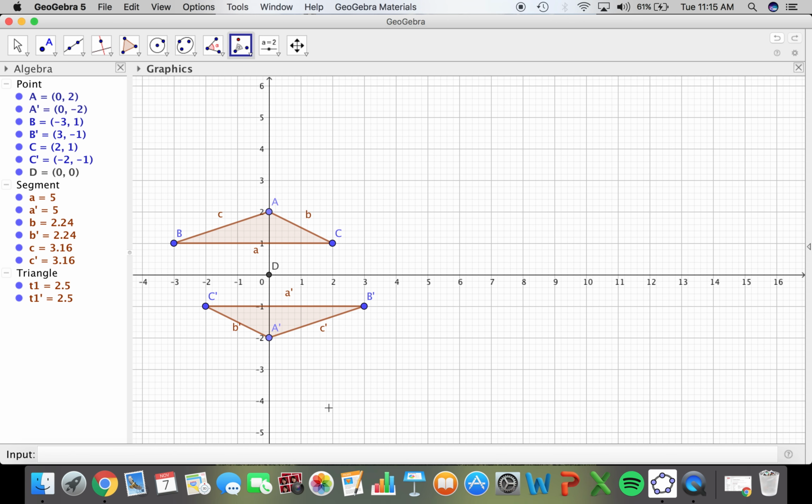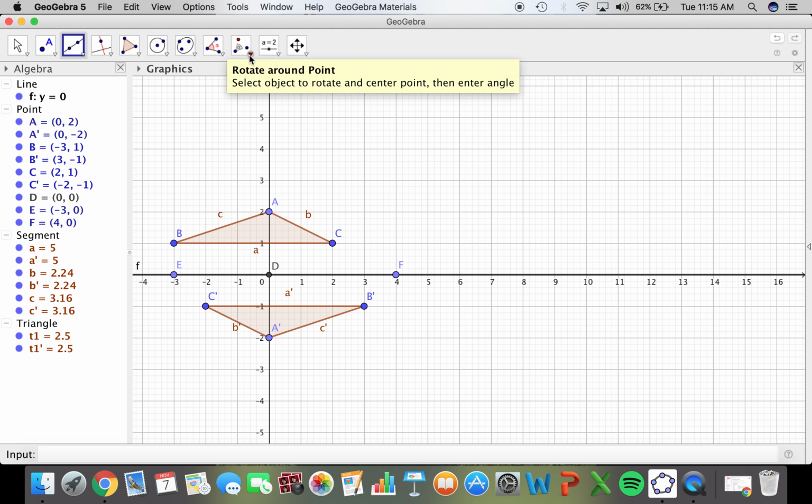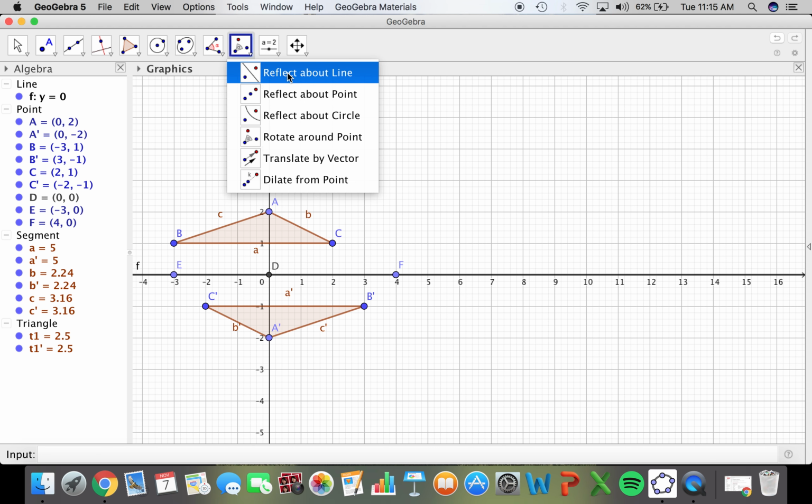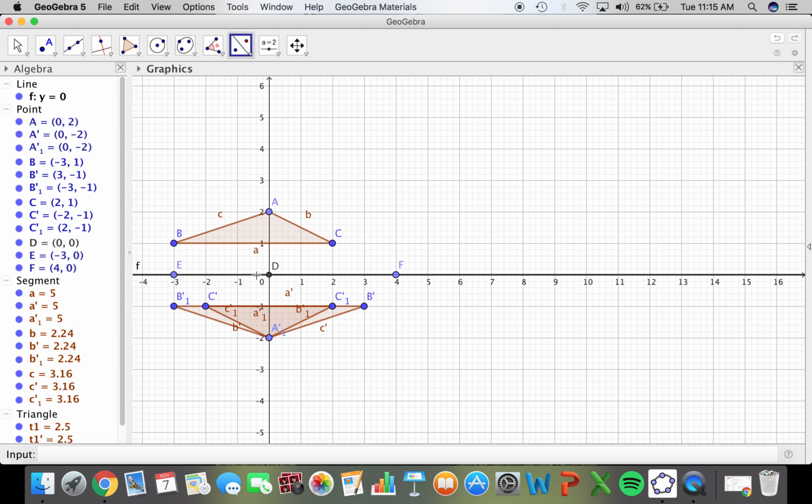So what I'm going to do next is create a line through point D, and it happens that this line is the x-axis. So I'm going to create this line through point D, and we have the x-axis, the line y equals 0. So I'm going to come over here to this transformation function again, and select reflect about a line. Then select the triangle and select the line y equals 0, which is the x-axis. And now I have a new triangle.